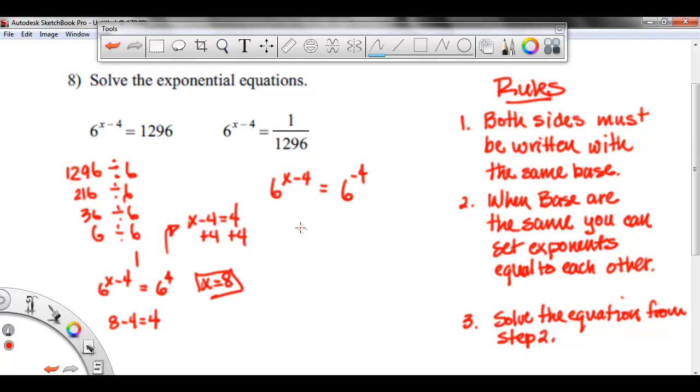And then we'll come up with an equation. x minus 4 equals a negative 4. Add 4 to each side. So that says x equals 0. So on the first equation, we found out that x is equal to 8. And on the second equation, we found out that x equals 0. So those were the two solutions to that.